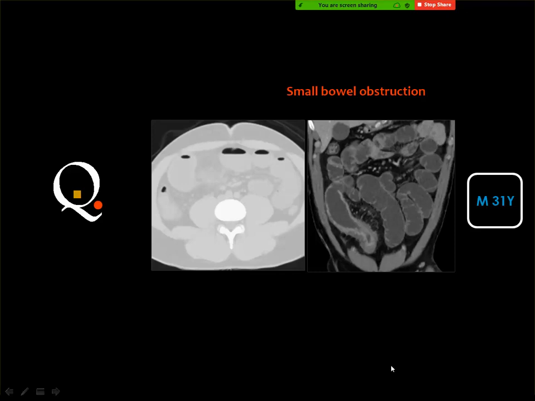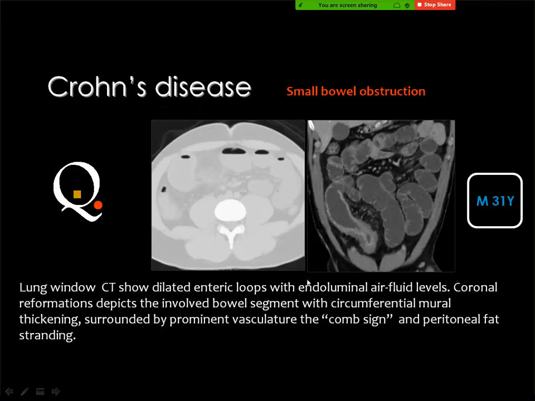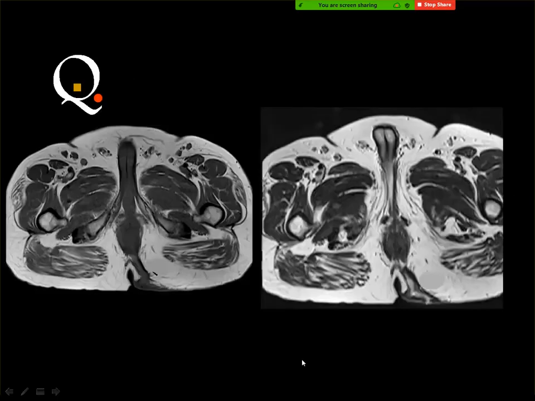Looks like Crohn's. Yes, this is Crohn's disease, and you see the characteristic comb-like stranding of the intestinal fat.